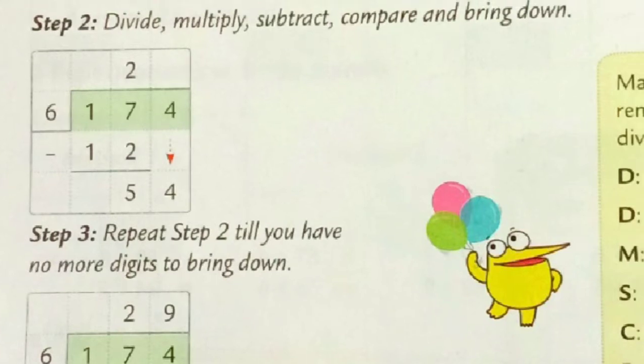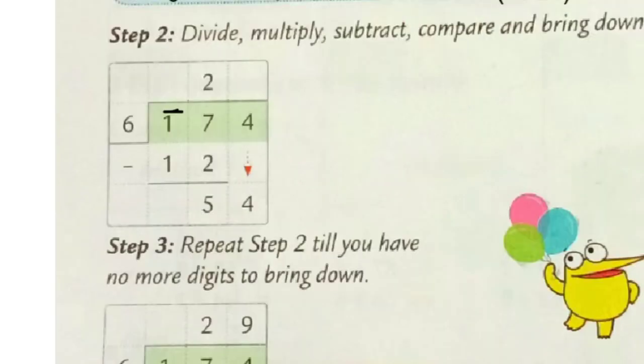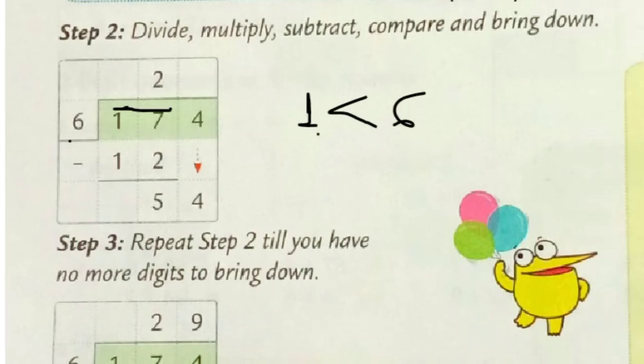So let's start dividing. Here we have 1 at the place of 100. This single number 1 cannot be subtracted from the table of 6 because 1 is less than 6. When the single digit is less than the divisor, we have to take two digits. So here we will take two digits, that is 17. Now we will check what can be subtracted from table of 6 from 17.